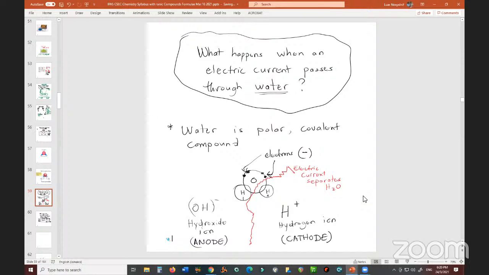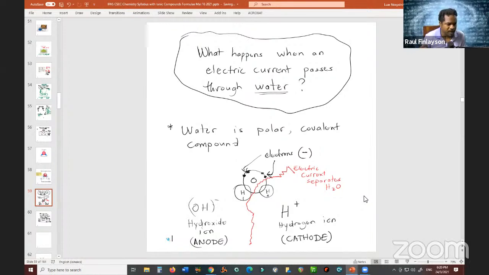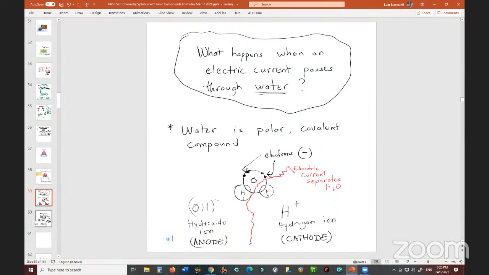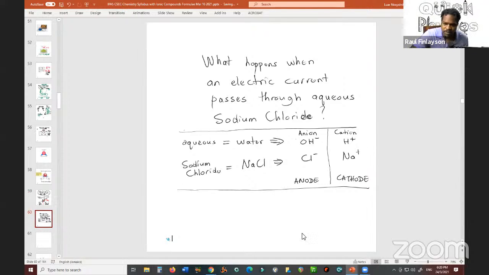So if the ion is positively charged, it goes to the cathode. If the ion is negatively charged, now it will go to the anode. And that's it. So that's what will happen here.